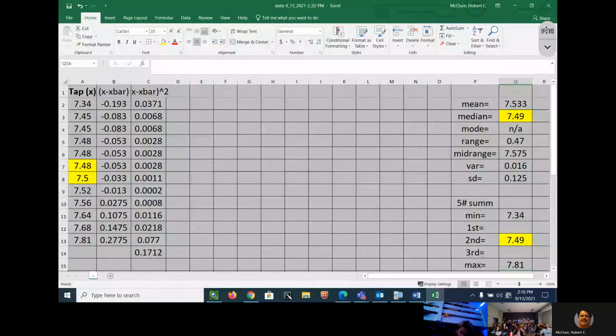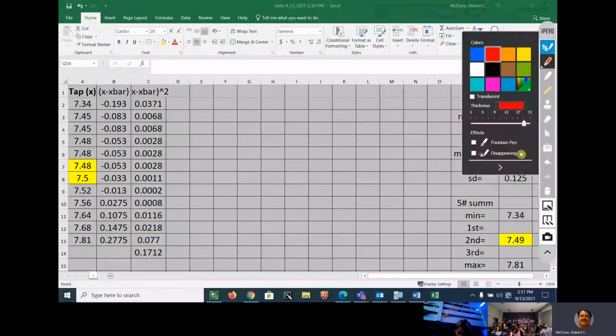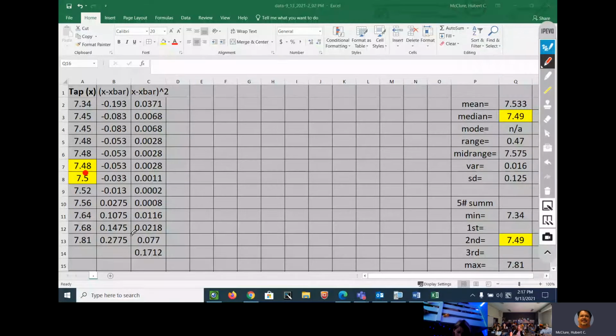The middle. It's right between 7.48 and 7. So how many numbers are above that red dot? 6. 1, 2, 3, 4, 5, 6. So the middle two numbers are used to find the median. I meant to find the first quartile.